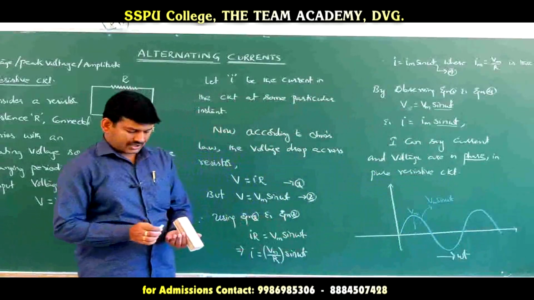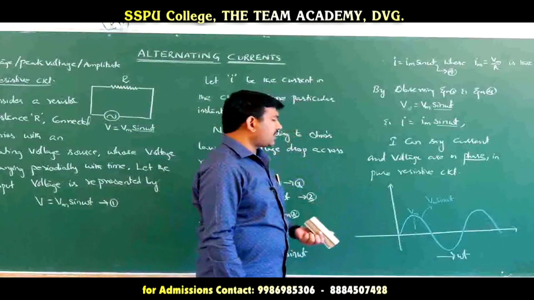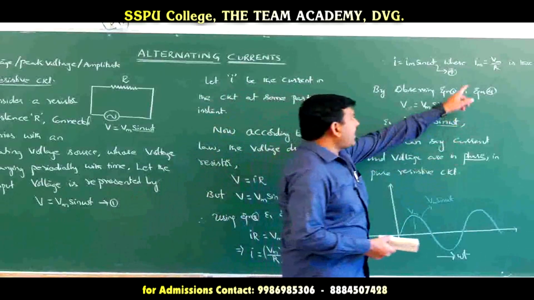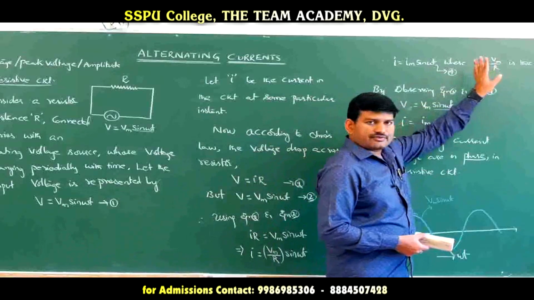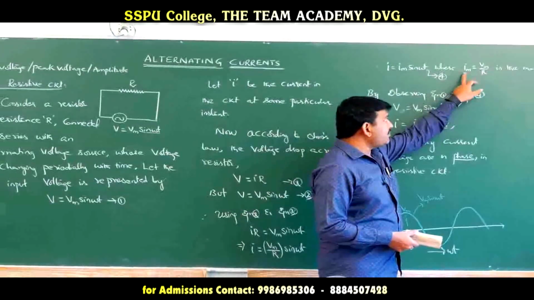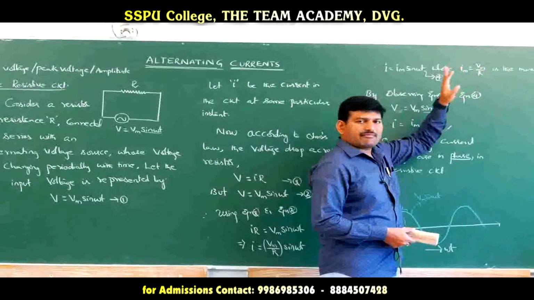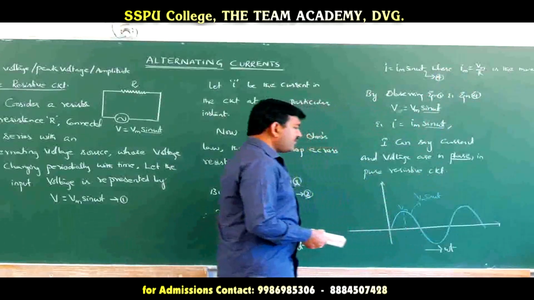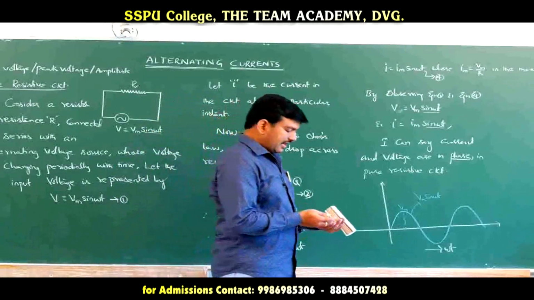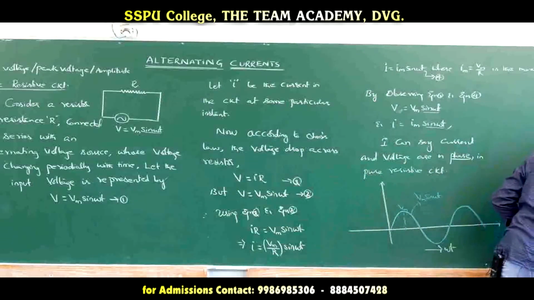Now, how is the current changing? Current is also changing periodically with time. Therefore, how to represent the current? If you see the amplitude of current and amplitude of voltage, generally R will be greater than 1. Therefore, Im is less than Vm. So in terms of amplitude, the current amplitude is a little lesser than the voltage amplitude. Therefore, the graph will be plotted in this way.